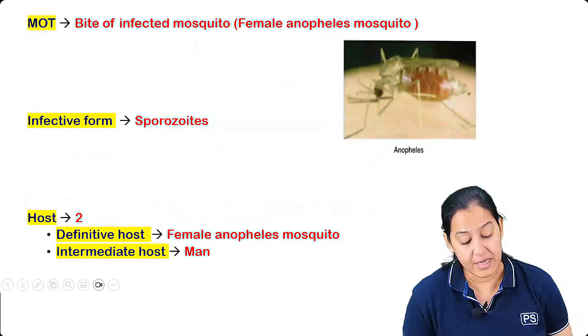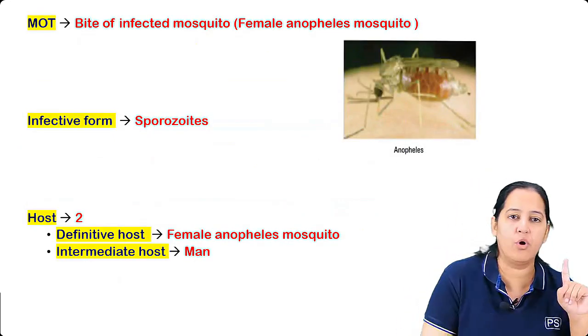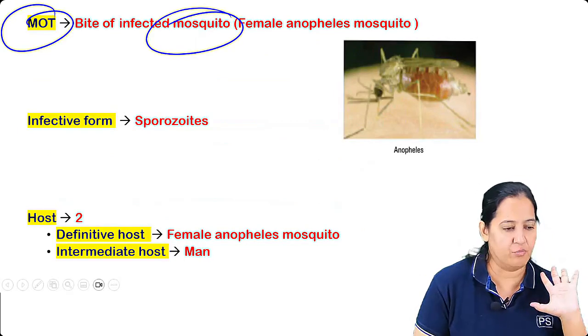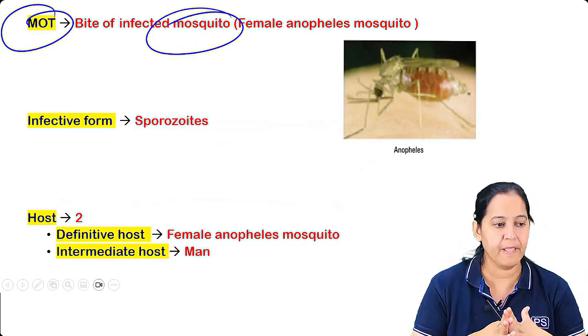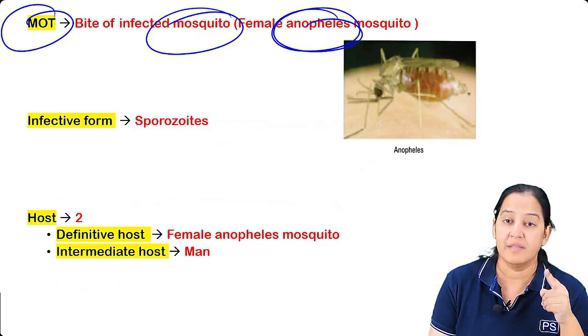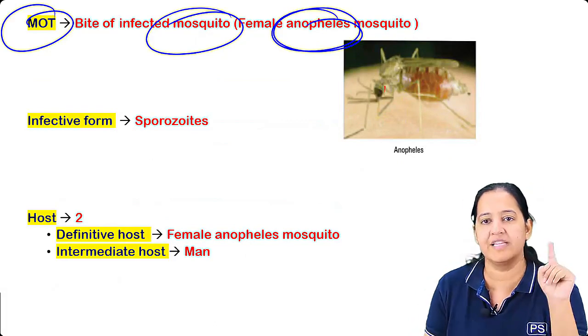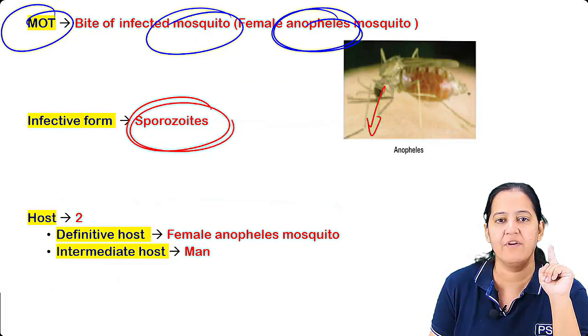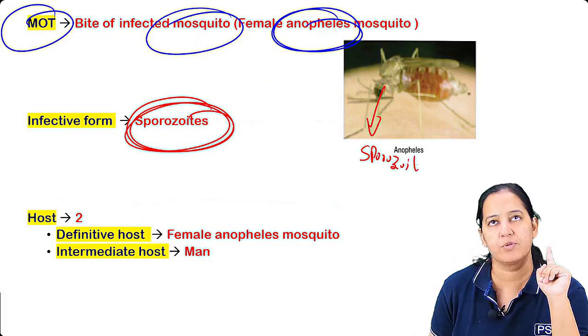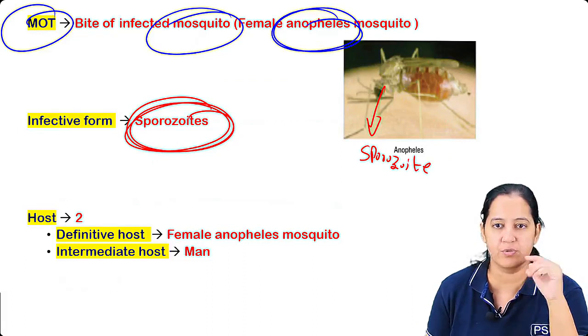Learn these dots. Now let me tell you the mode of transmission. We all know the mode of transmission is the bite of a mosquito. What is the mode of transmission? The mode of transmission is the bite of a mosquito, Anopheles mosquito. है ना? The saliva of the mosquito contains sporozoites. The saliva of the mosquito contains sporozoites that will enter inside.